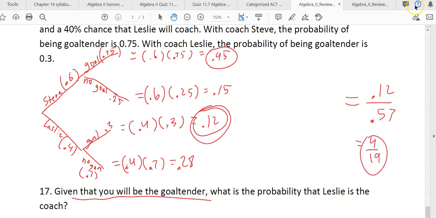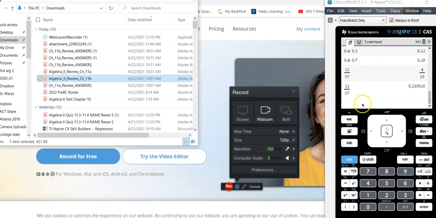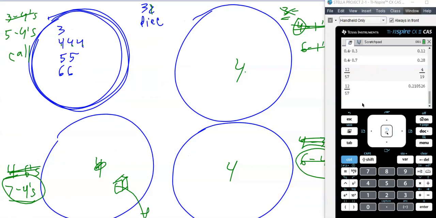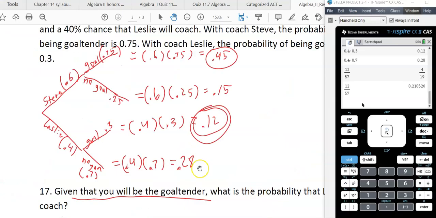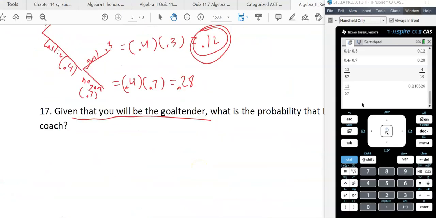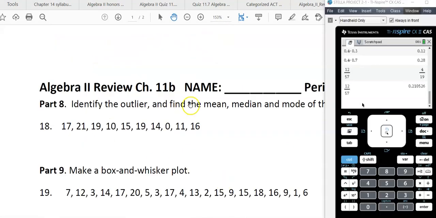If you wanted to do that as a decimal, you just hit Control Enter, and you get 0.21, so 21% right there. That is the end of the first worksheet, but we're going to go on and move to the second one.